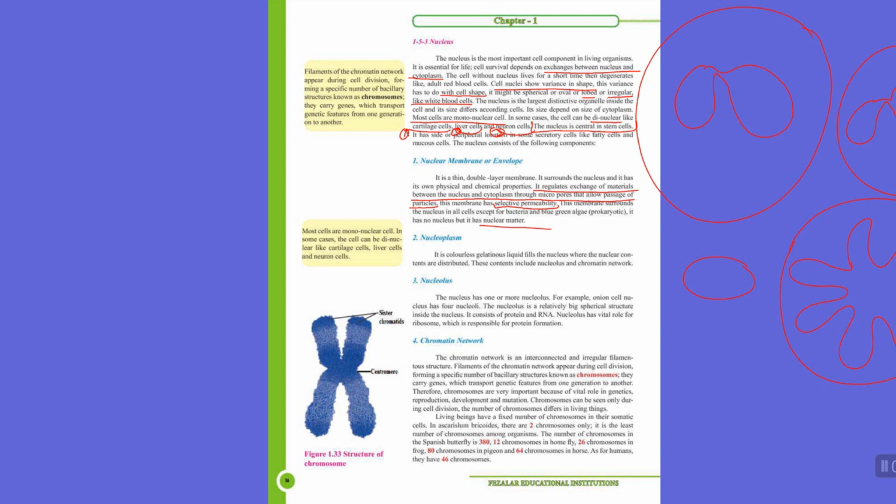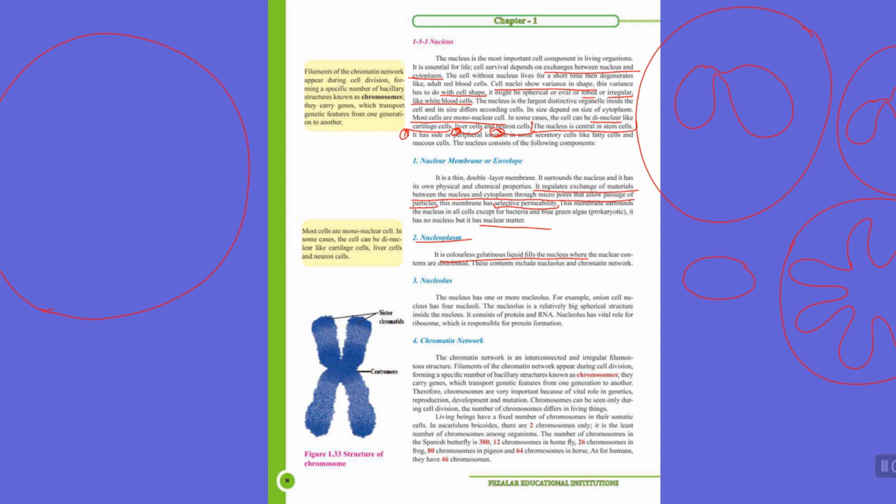Nucleoplasm, as we draw the nuclear membrane. Nucleoplasm, you may remember we said the cavity of the cell is filled by cytoplasm, the cavity of mitochondria filled by matrix, the cavity of chloroplast filled by stroma, while the nucleus is filled by a colorless gelatinous liquid, we call it nucleoplasm.